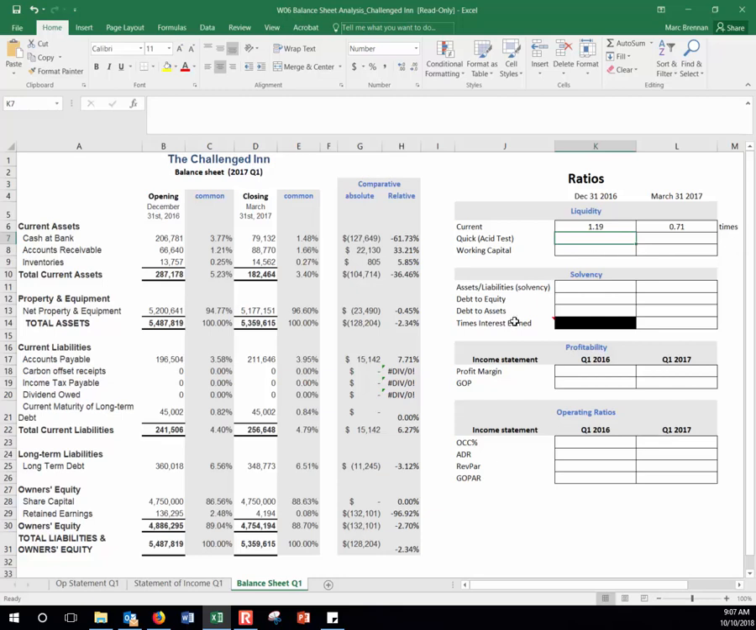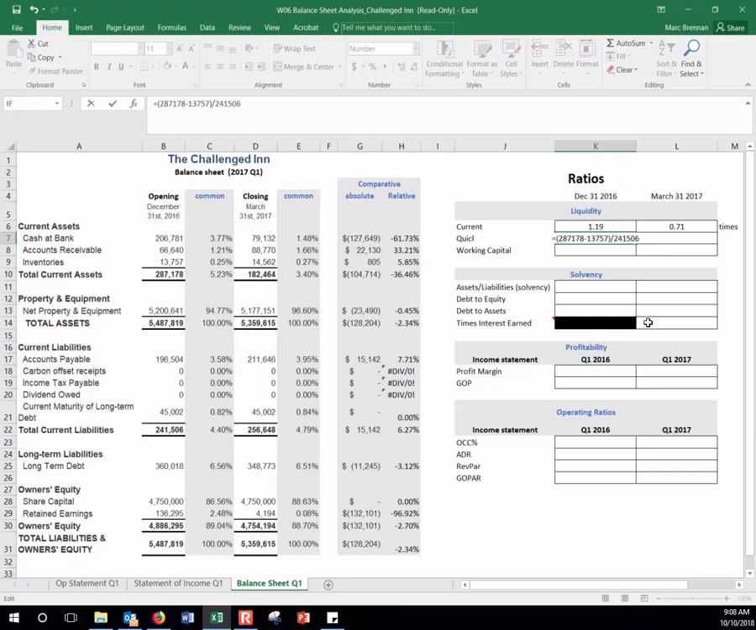Okay, my quick asset test. This is going to give us an even more realistic idea as to how we're doing, because we're going to take out inventory, and we would take out our prepaid expenses as well, if we had prepaid expenses. But for now, we're just going to go our current assets, $287,178. And I'm actually going to start with brackets because of BEDMAS. And I'm going to take out my inventory, 13,757. I'm going to divide it by my current liabilities.